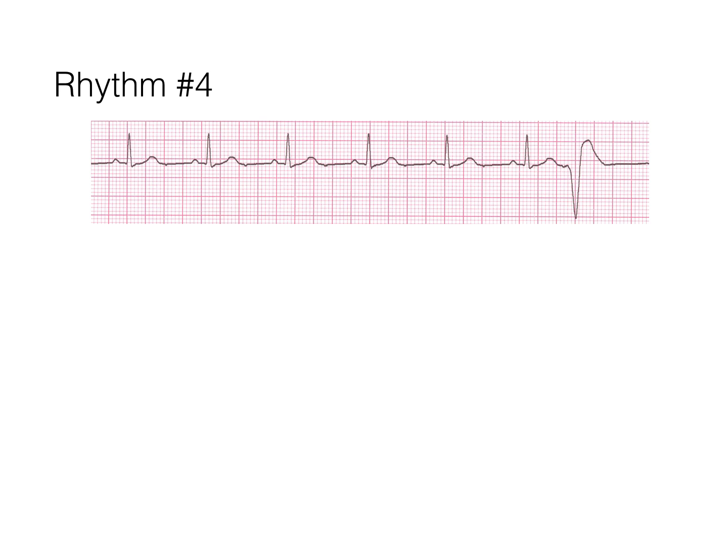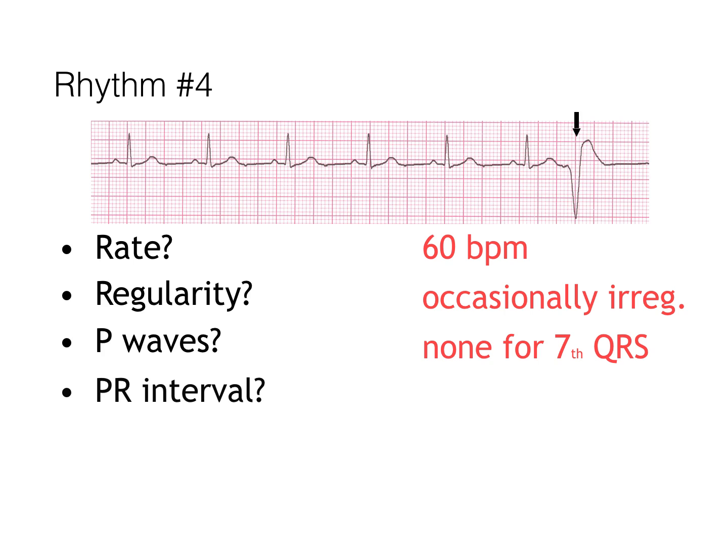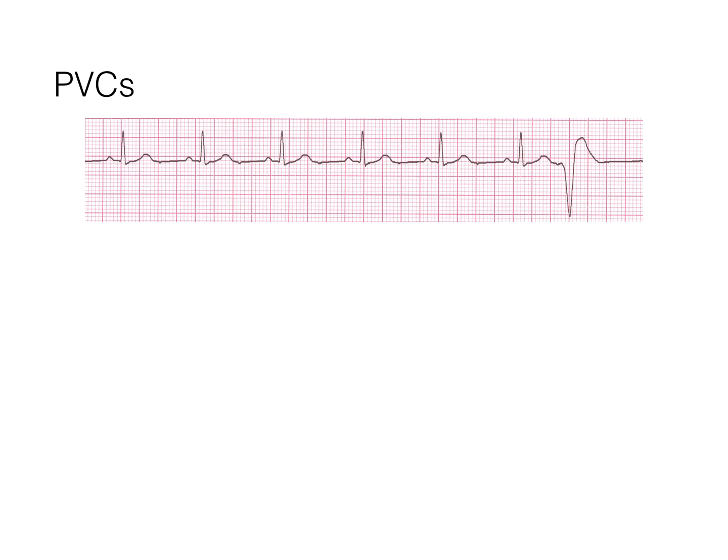In this strip, we can see the rate is about 60 beats per minute. Yes, it is occasionally irregular. What about P waves? A P wave is present for every QRS complex except the 7th one. PR interval, so it is normal, 0.14 second. QRS duration, yes, it is normal for all the waves except this 7th one, which is wide. What is the interpretation now? It is sinus rhythm, yes, with 1 PVC.